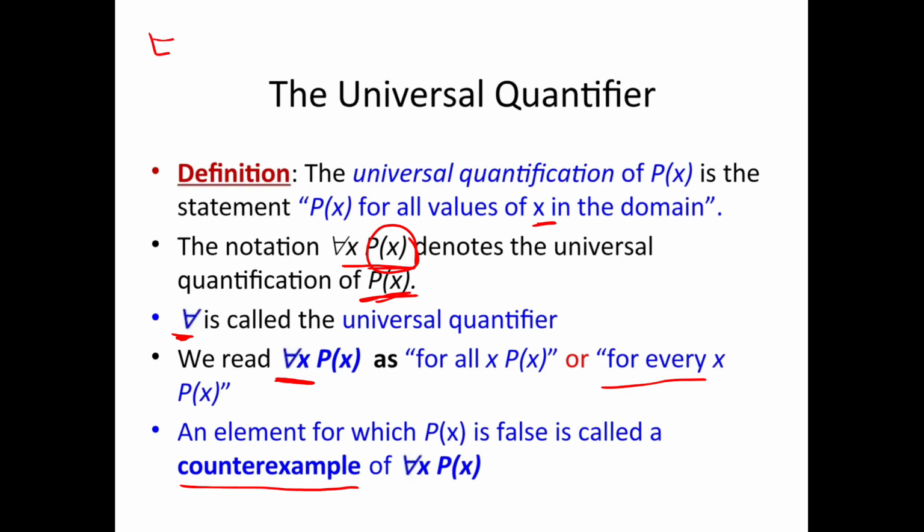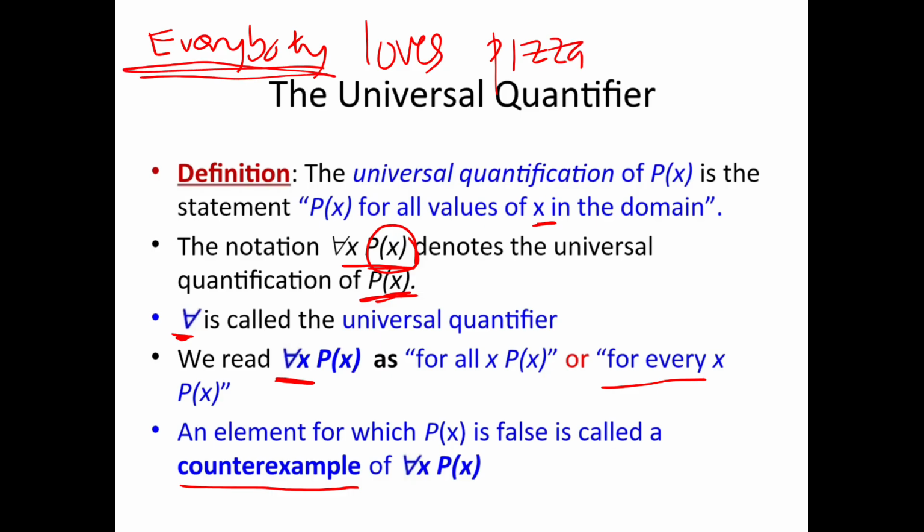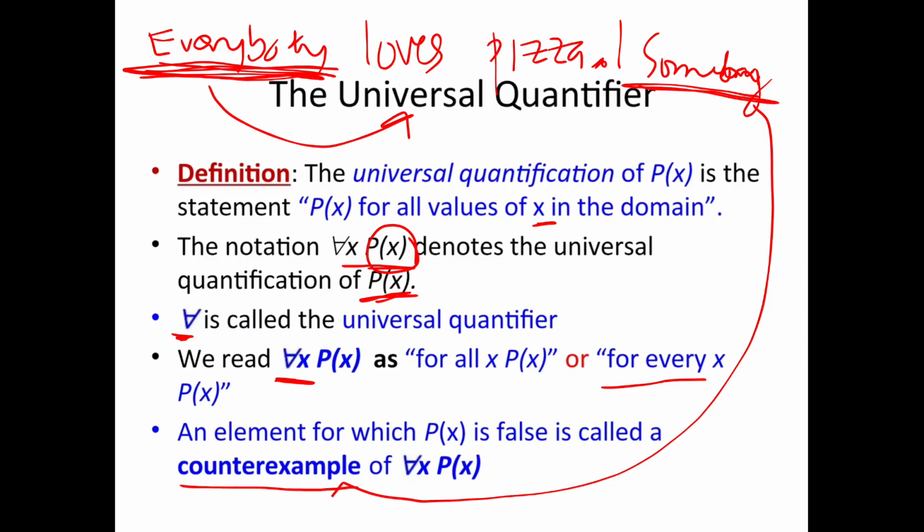For example, we have: everybody loves pizza. From the word everybody, it shows that it is a universal quantifier because it means all. However, suppose someone does not like to eat pizza. That is what we call a counterexample. It counters the statement so that instead of true, it becomes false, because there is one person who does not like pizza. So it becomes false.